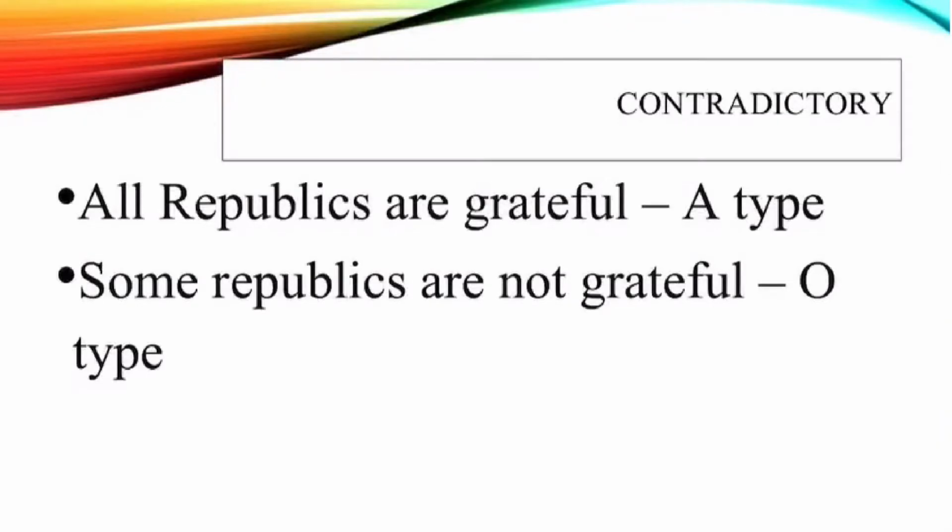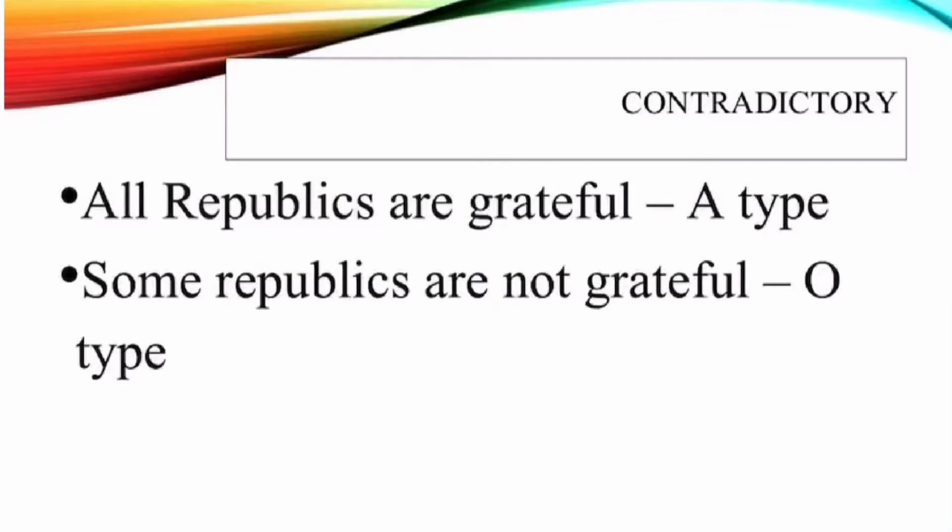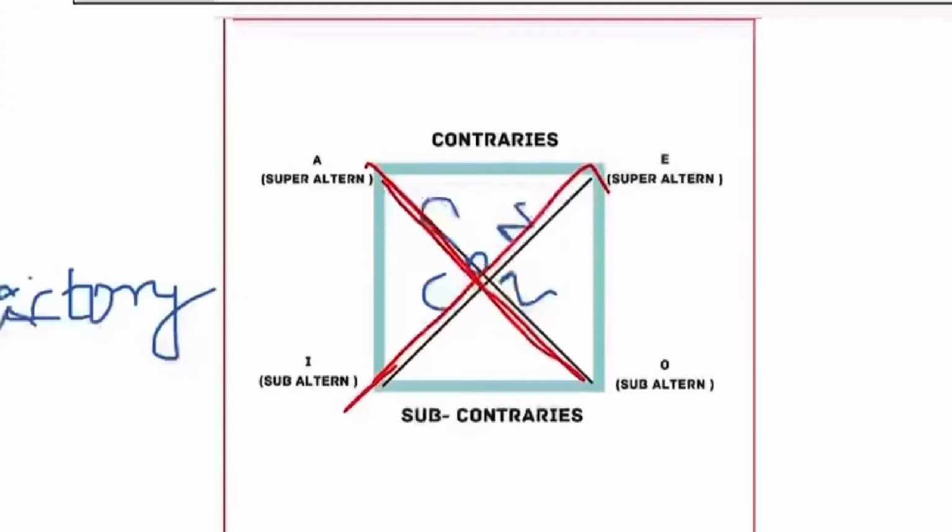Consider these two propositions. All republics are grateful, A-type, and some republics are not grateful, O-type. So these two propositions contradict each other. One proposition denies the other one.